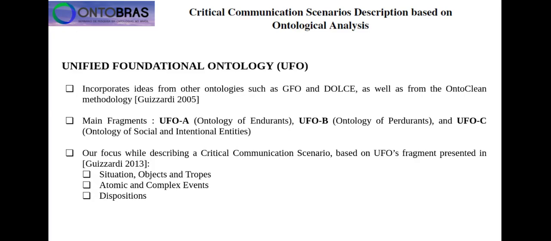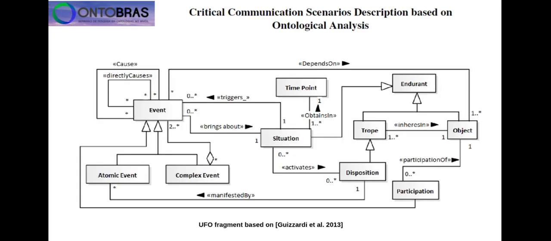We have UFO-A as the ontology of endurance, UFO-B as the ontology of perdurance, and UFO-C as the ontology of social and intentional entities. Our work focused mainly on UFO-A and UFO-B, where constructs such as situation, objects, tropes, events, and dispositions were explored. This diagram shows the basic analysis structure that were used to describe the relationships between UFO-A and UFO-B.